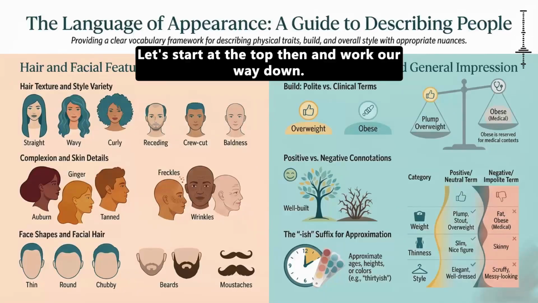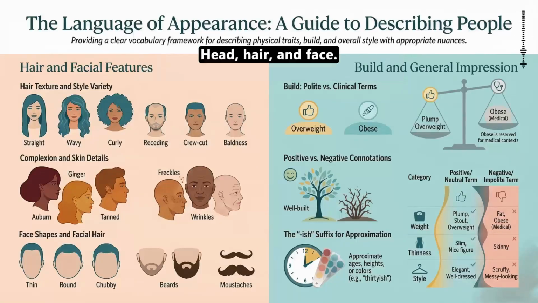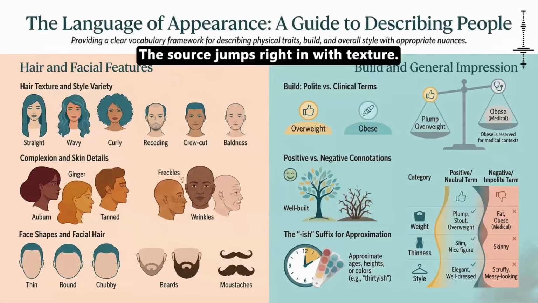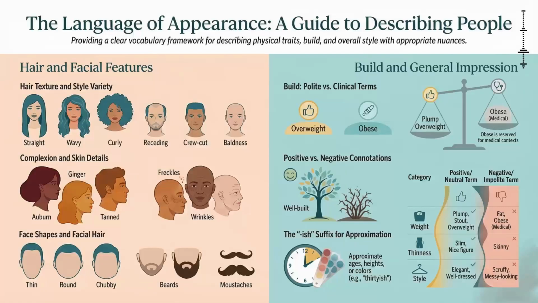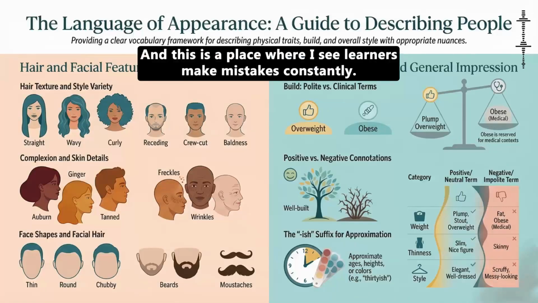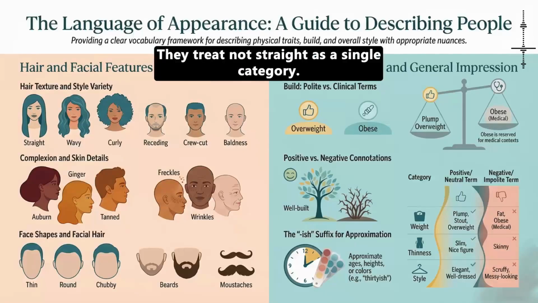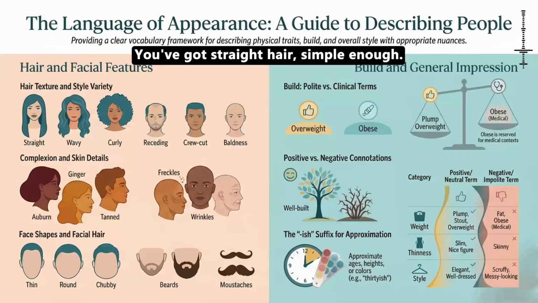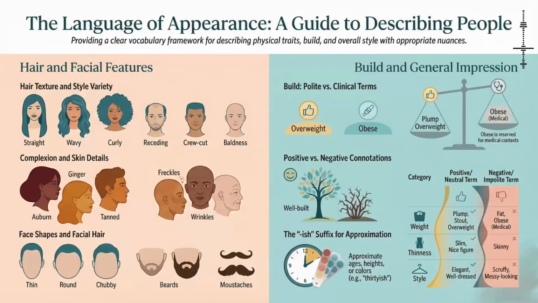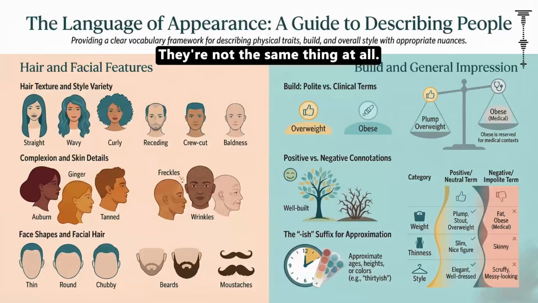Let's start at the top then and work our way down. Head, hair, and face. The source jumps right in with texture. And this is a place where I see learners make mistakes constantly. They treat not straight as a single category. Right. You've got straight hair, simple enough. But then you have wavy and you have curly. And they're not synonyms. They're not the same thing at all. How do you visualize that difference?